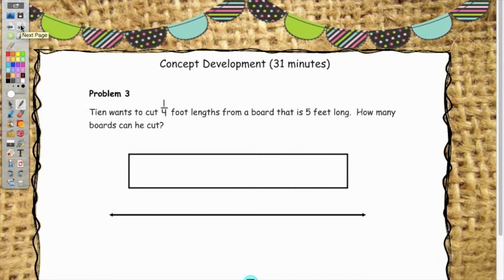I think this is, I don't know what it is. It's either teen, tine, or tien. Tien sounds best to me, so that's what I'm going to call it. What? Yes. Tien wants to cut 1/4 foot lengths from a board that is 5 feet long. How many boards can he cut?